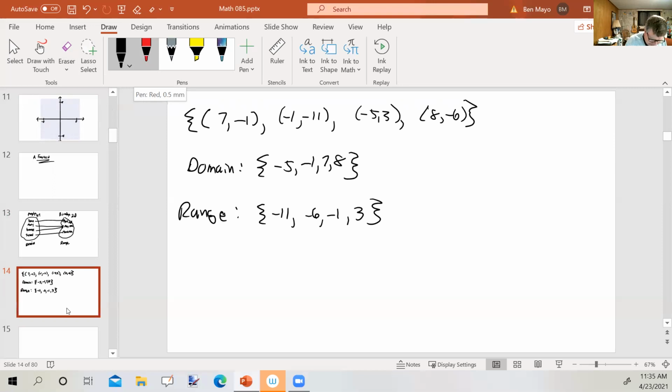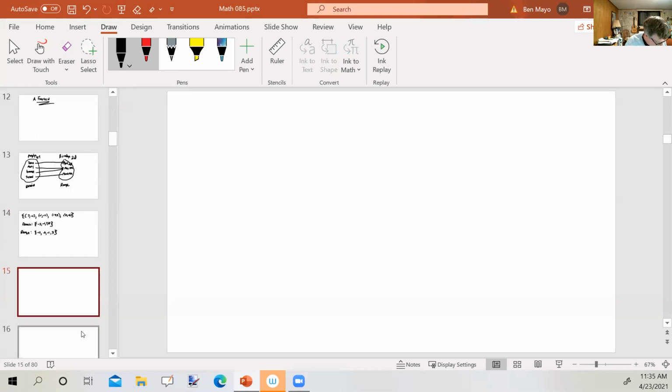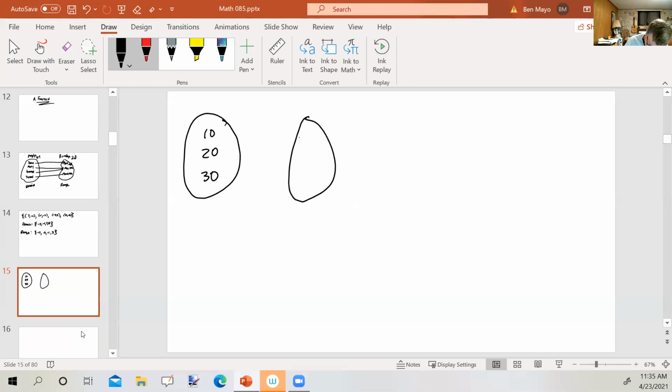Let's take a look at another example. Here we have the numbers 10, 20, and 30. And over here, the numbers 20, 40, and 60. And 10 goes to 20, 20 goes to 40, 30 goes to 60. Is this a function? Yes or no? Yes, it is. For each input, for each domain value, there's exactly one range value. So yes, this is a function.